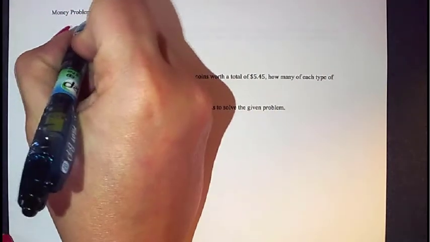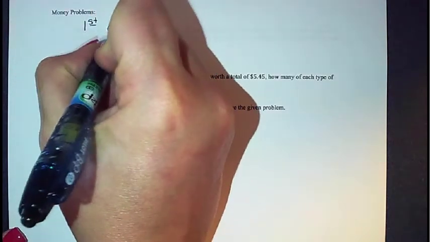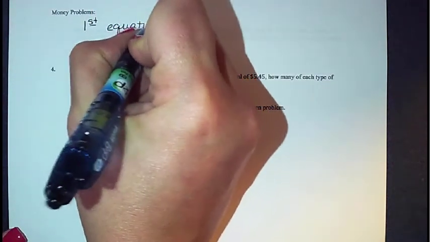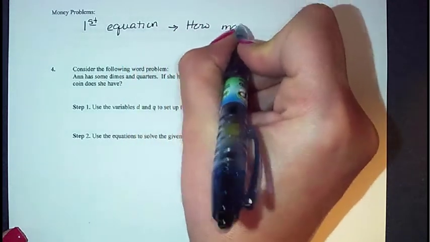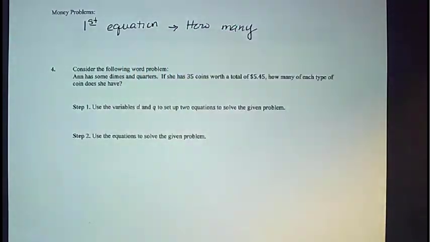Your first equation is always about how many. And it could be how many tickets you sold, how many dimes you have, how many hours you worked at a job, but how many? How many are you looking at?